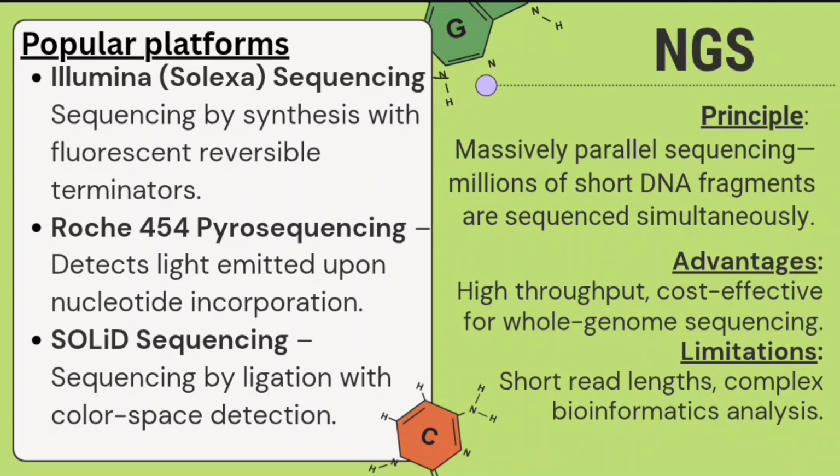The next thing is NGS or next generation sequencing. It is based on a principle called massively parallel sequencing, where millions of short DNA fragments are sequenced simultaneously. Some platforms, for example Illumina, help in sequencing by synthesis with fluorescent reversible terminators. In Roche 454 pyrosequencing, it detects light emitted upon nucleotide incorporation. In SOLiD sequencing, sequencing is done by ligation with color space detection.